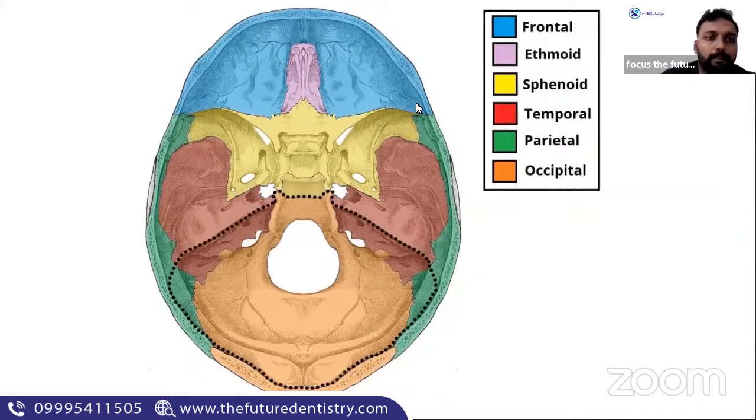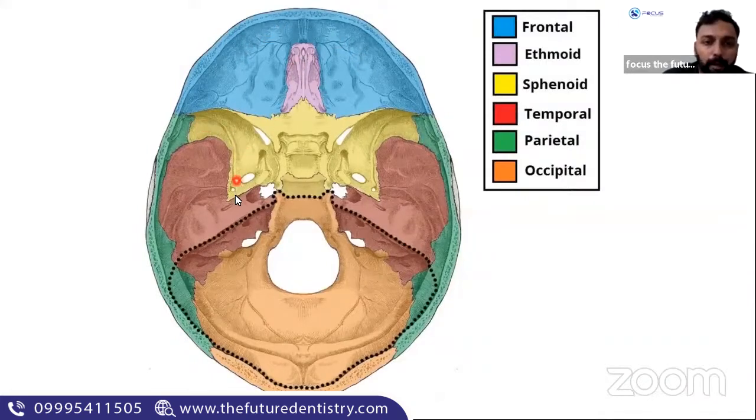Why is it important? This particular view has a lot of foramens, a lot of fissures, and plenty of anatomical structures, which is very important for us. So this particular picture shows you the bones, and they are color coded. The blue one is the frontal. When you look from the front, this is the anterior part. This is the frontal. Then you have the ethmoid.